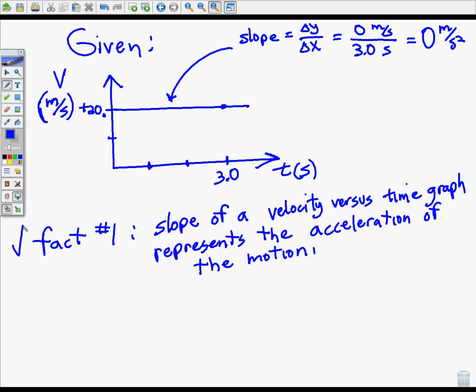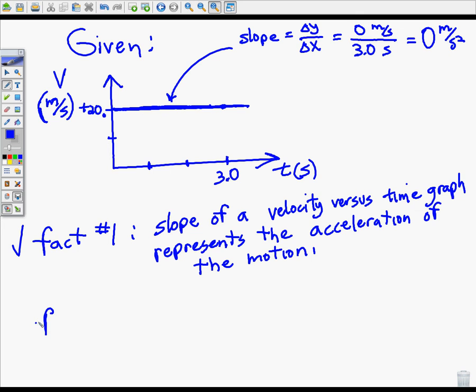Fact number 2 has to do with the area under the curve. Now it's kind of weird because this graph is a straight line. And even though it's a straight line, in general, the graph is referred to as the curve. So this here is the curve. If you find the area underneath this curve, the area underneath the graph, it ends up telling you the change in position or the displacement.